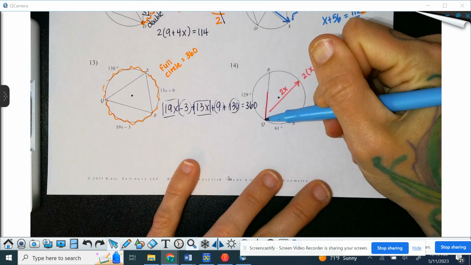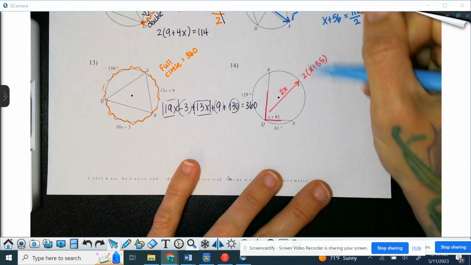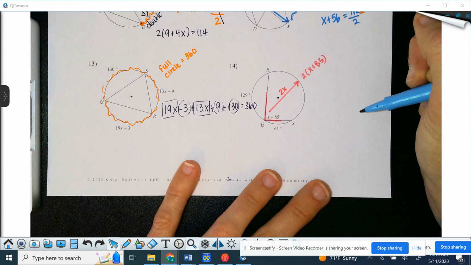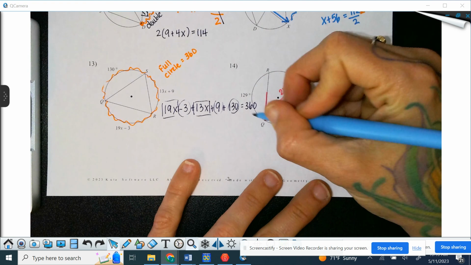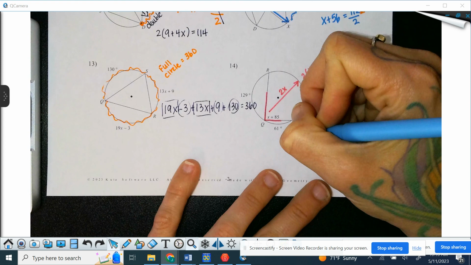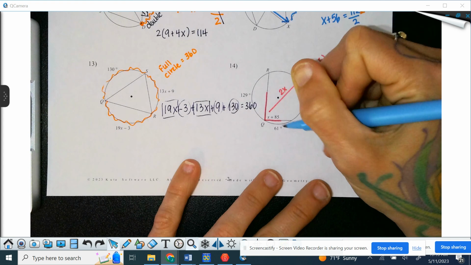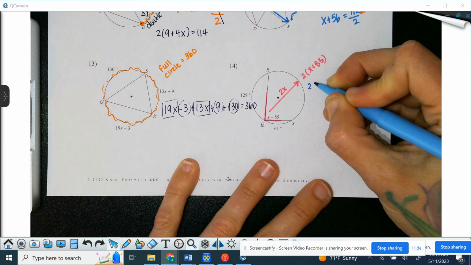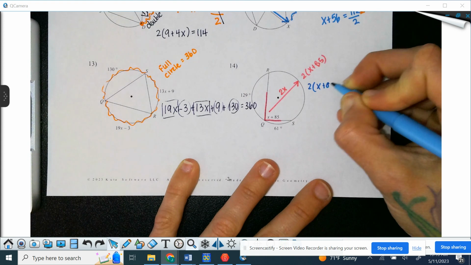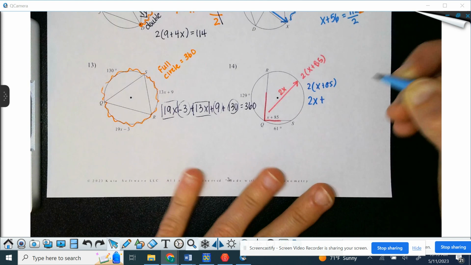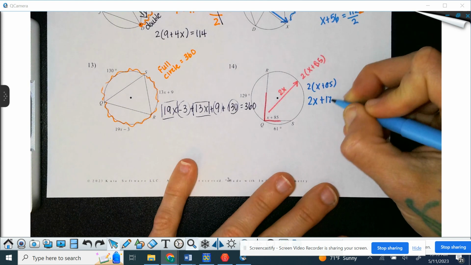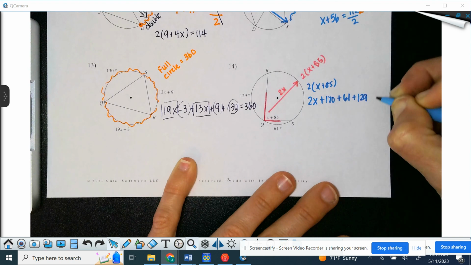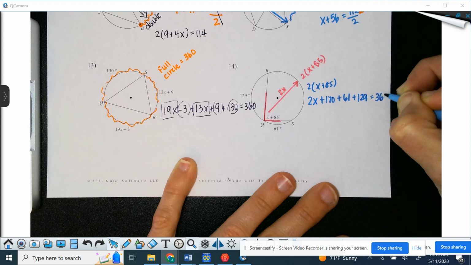Except we're missing a lot. Nope, this is the only way we can do it. Making sure I'm not over. Just kidding. That's all you got. Because otherwise you're missing the other leg to be able to work in the 61 or 129. So 2 times x plus 85, which we can go ahead and call 2x plus 170. That's the first one. Plus 61 plus 129 equals 360, because again, it's the entire circle.